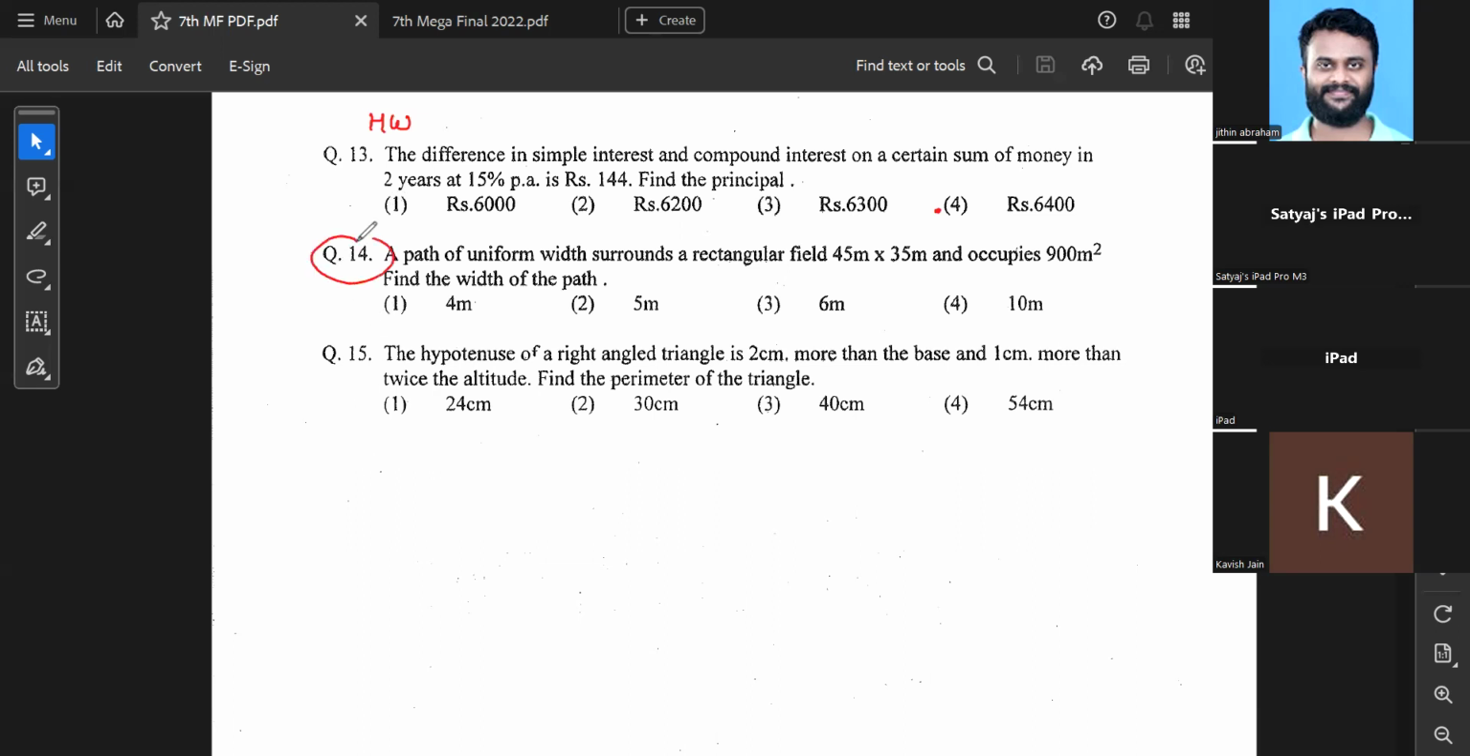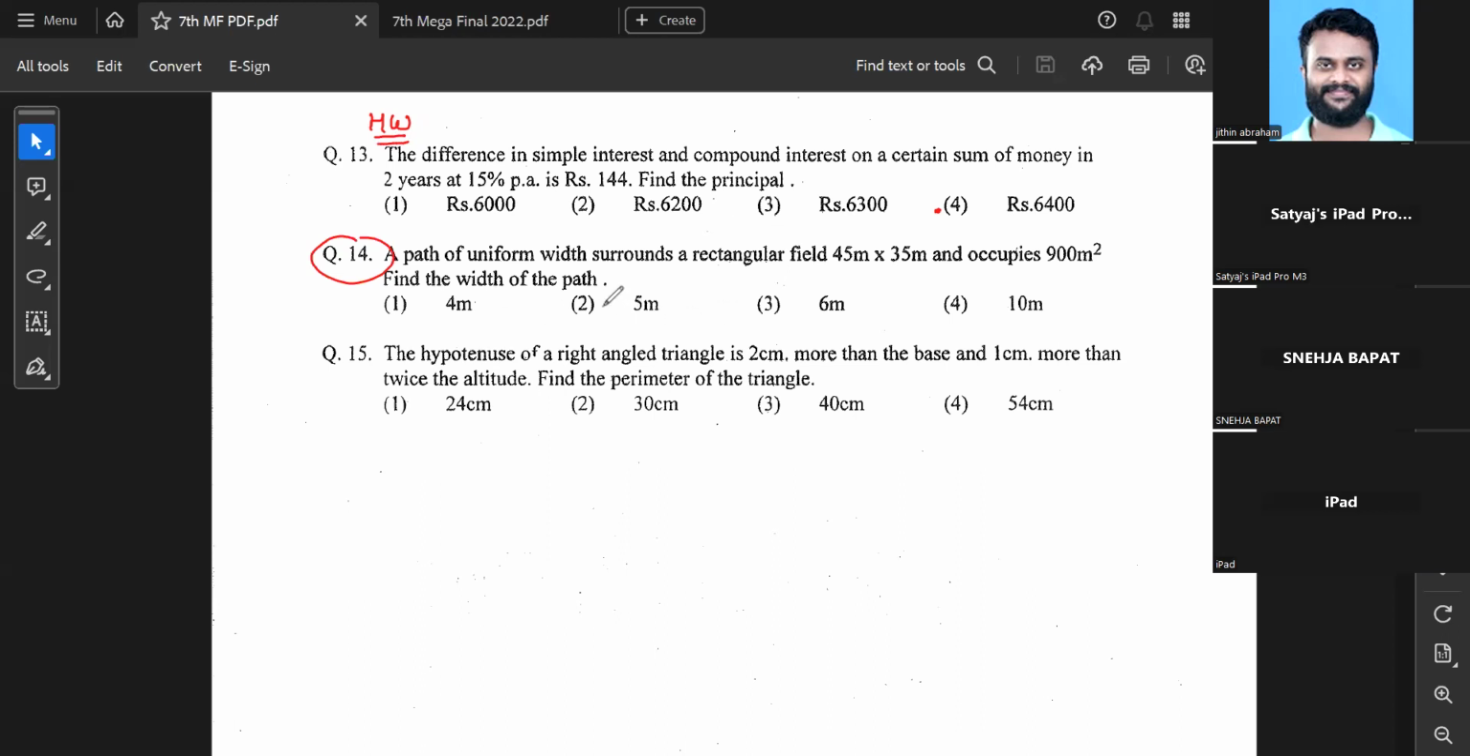14th question. A path of uniform width surrounds a rectangular field of 45 meter multiplied by 35 meter and occupies 900 meter square. Find the width of the path. Sir, what did we get as the final answer of question 13? I did not solve it. I'm giving it to you as homework. Okay, sir.